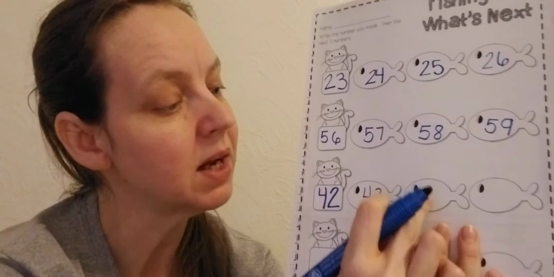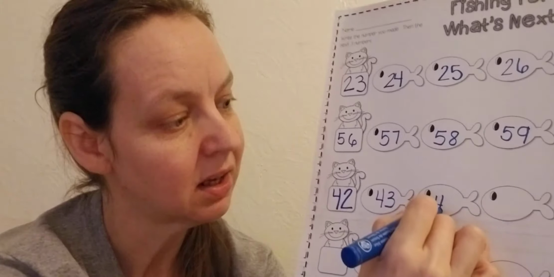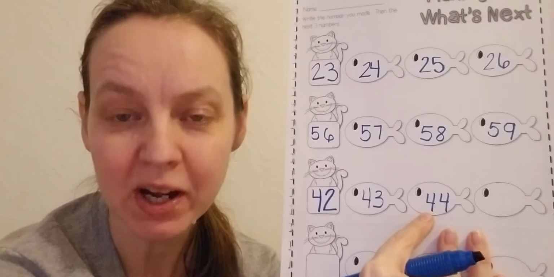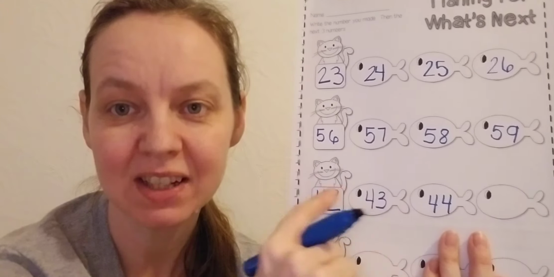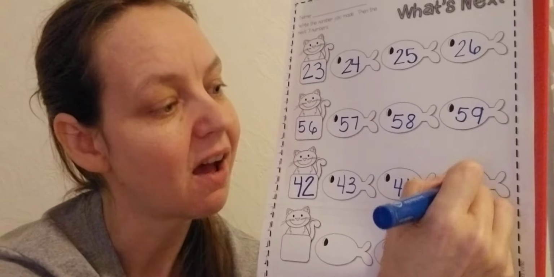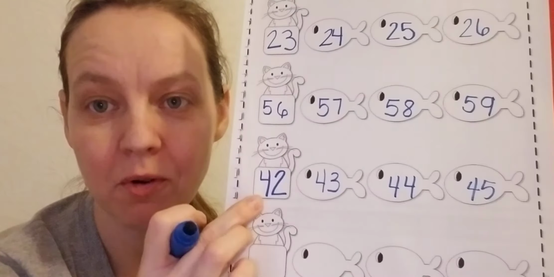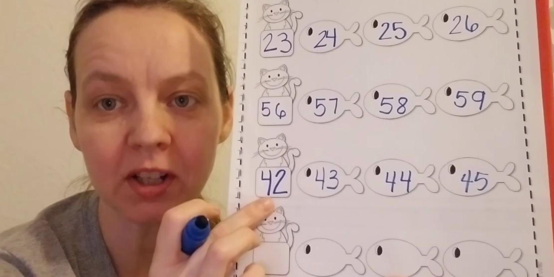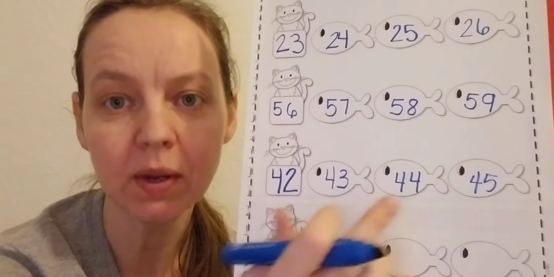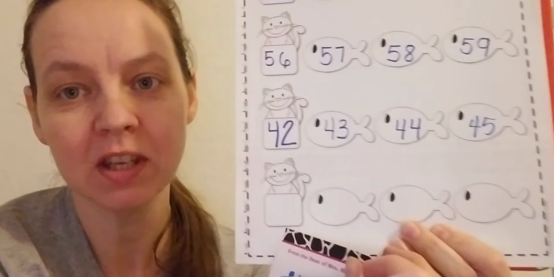42, 43, 44. So 44. 2 4s. When I hear 40, I know it's a 4, and then 4 was next. 42, 43, 44, 45. All right, when 4 is at the beginning of a 2-digit number, it's 40. 42, 43, 44, 45. All right, here's our last one for this page.